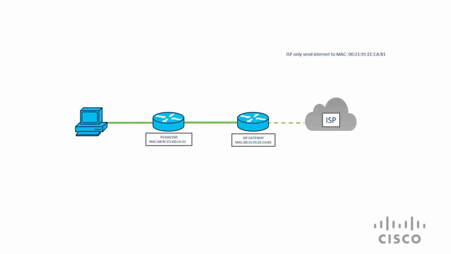I'll start with an overview of my equipment. My ISP gateway has a MAC address ending in CAB1. The RV router is showing its own unique MAC address. As it stands, the ISP will only allow internet to the MAC ending in CAB1. I want to take that MAC address and make it the listed MAC address for the RV router as well.